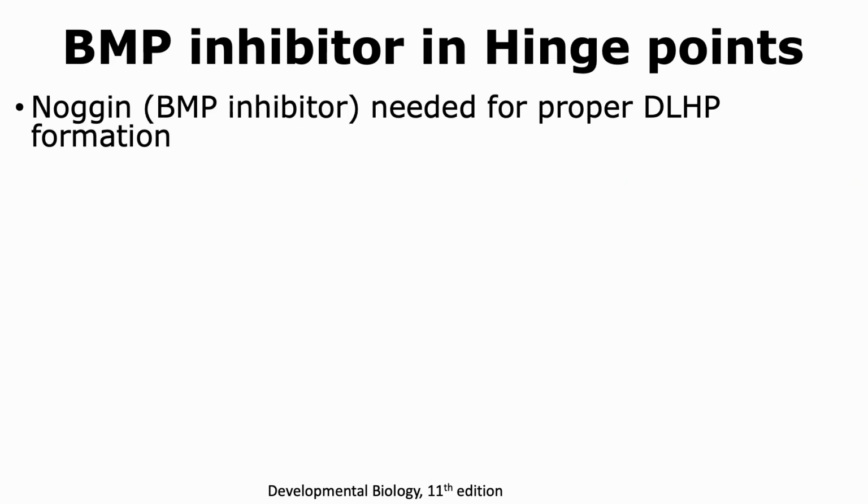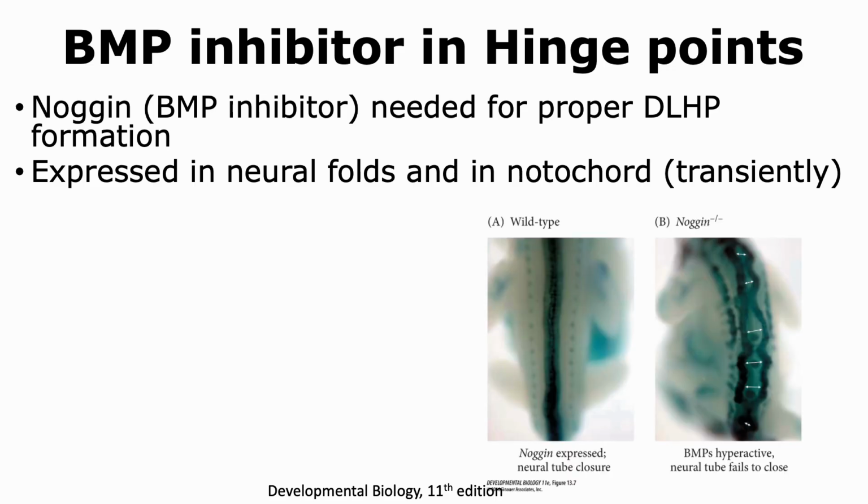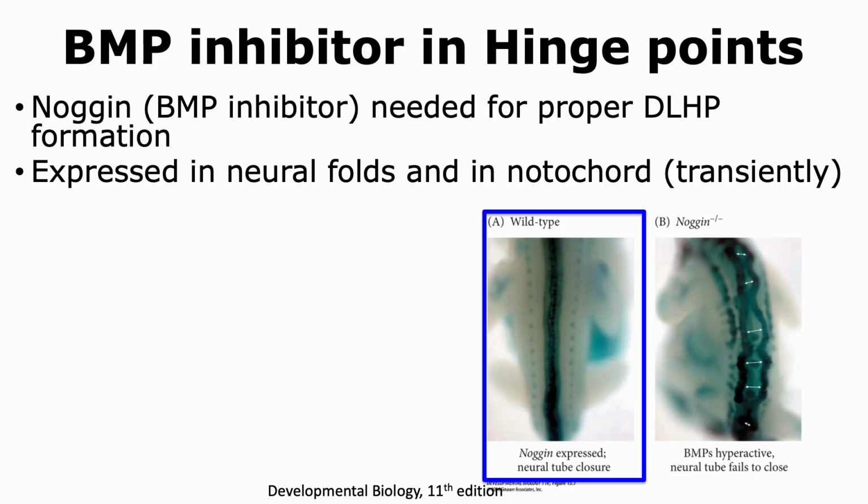Let us now focus on the dorsolateral hinge point. Now in this case, noggin, which is a BMP inhibitor, plays an important role in the dorsolateral hinge point formation. Noggin is expressed in the neural folds and in the notochord transiently. Now when we look at this figure, we can actually see a wild-type embryo developing a proper neural tube where it has closed appropriately because it is able to form the correct dorsolateral hinge points.